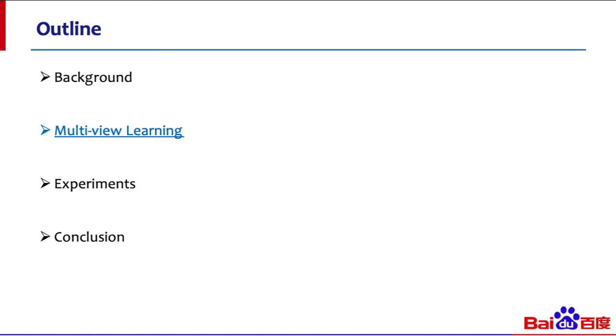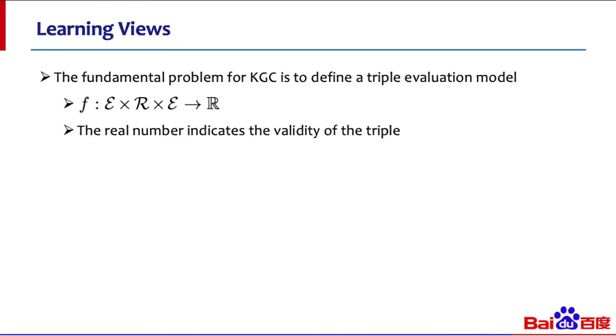Now, let's go to the multiview learning. For knowledge graph completion, the fundamental problem is to define a triple evaluation function. It maps the input triple into a real number. The real number indicates the validity of the triple.